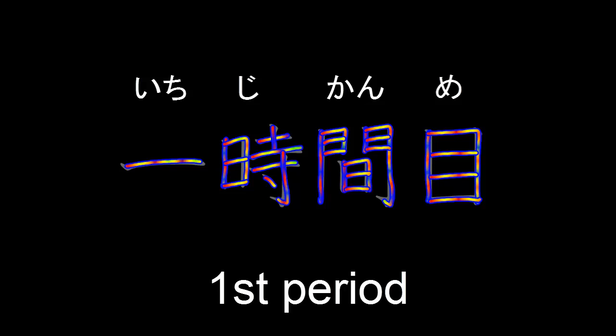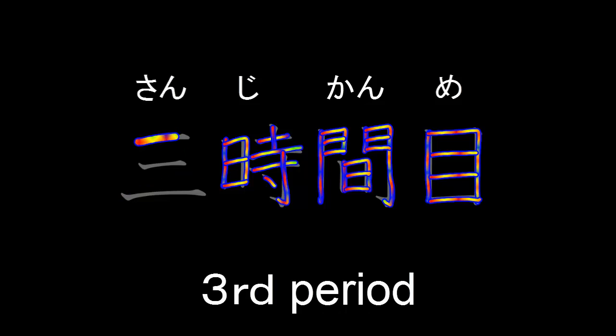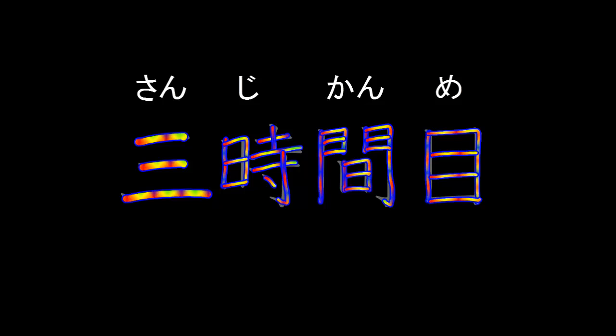Now to change ichijikanme, first period, into second period is very straightforward. We've just changed the character for 1 to the character for 2, and we get nijikanme. Similarly, third period would be san. There's the character for san. Sanjikanme.